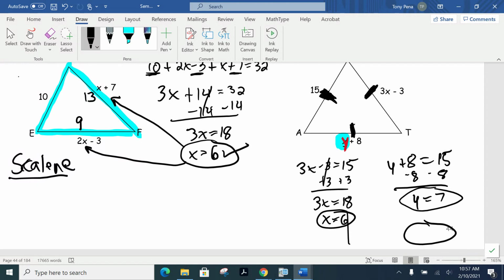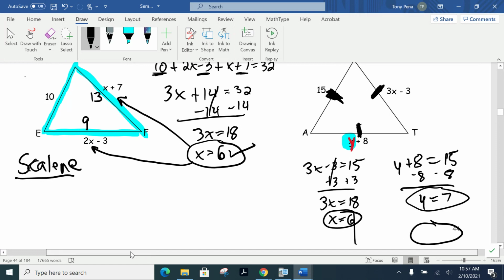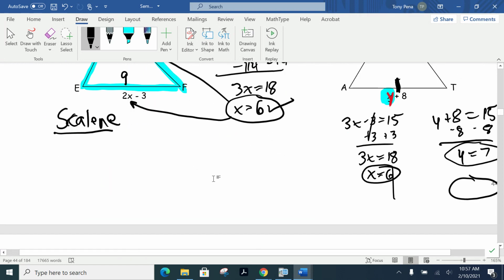Now, those are the notes. That's kind of what we wanted to do. That's the new stuff. Just the types of triangles, isosceles, scalene, equilateral. And then knowing if we have an isosceles, those two sides that are congruent, the angles opposite of them are congruent.